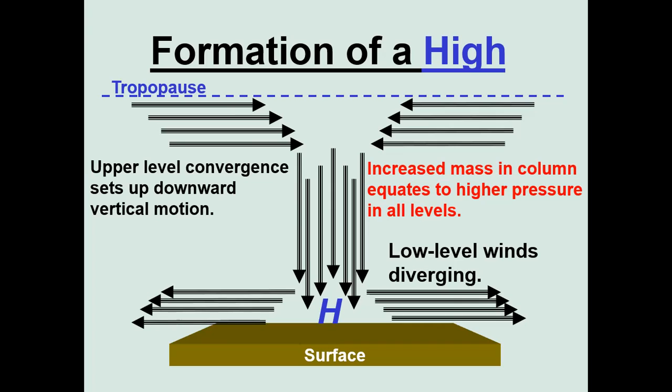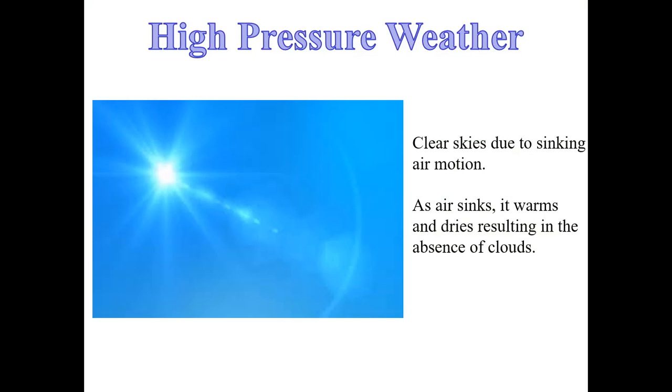Remember, pressure is simply force per unit area. So the more the air sinks, the greater the sinking motion, the higher the pressure will be at the surface, the greater the force per unit area. This is exactly what you'd expect with high pressure here. Okay? You get clear skies, again due to that sinking air motion. As air sinks, it warms and dries, and it results in the absence of clouds. So on a really nice day where the sky is crystal clear blue, there's no clouds, there's a good chance you have high pressure overhead.